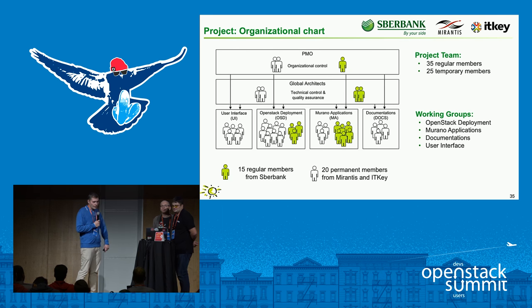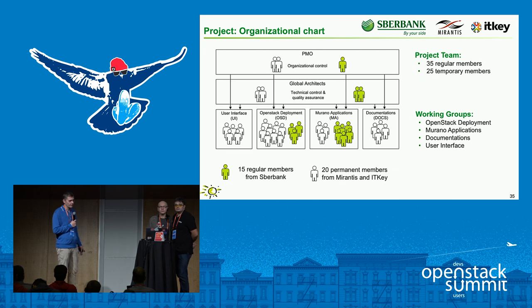To make it doable, we organized a few more work groups for this project: the PMO and the Global Architect Group. They are responsible for the whole project strategy and governance. And of course, all architectural solutions are designed and approved by these groups. And development is split into four groups: UI development group, Murano application developer group, OpenStack cloud region deployment group, and documentation development group.